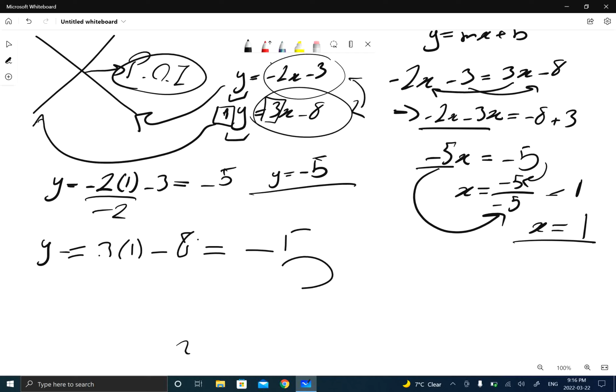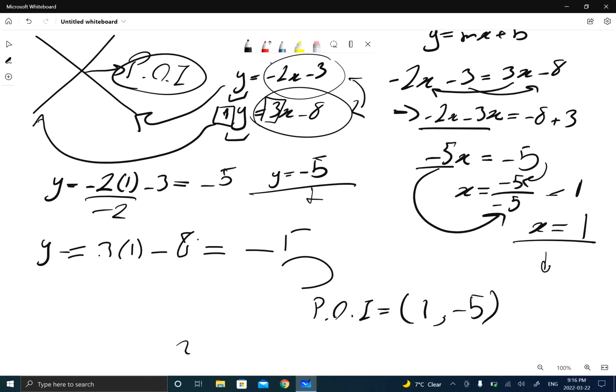As you remember, this is a point on our page. It has a coordinate with X's and Y's. So basically the POI, or point of intersection, is going to be X is 1 and Y is -5. That's how we solve an equation.